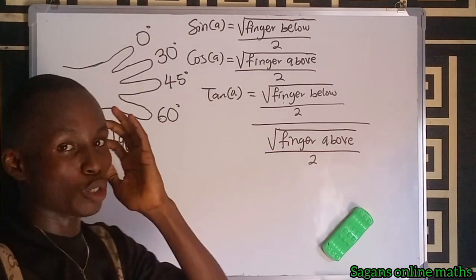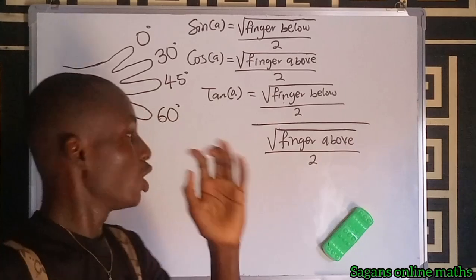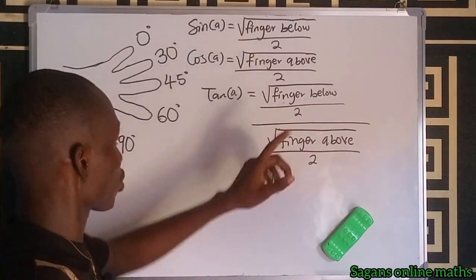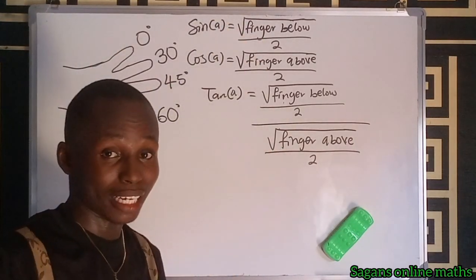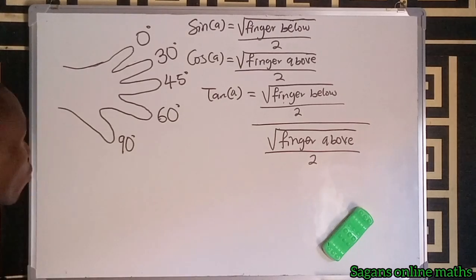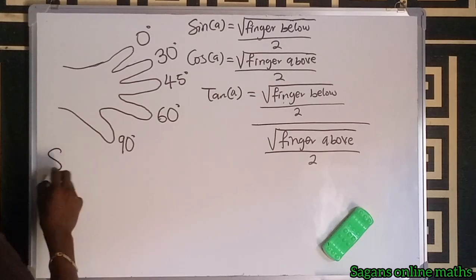Then tan. Remember, tan is always equal to sine divided by cos, so this divided by this will give us our tan theta, our tan A. So we're going to start from 0 degree, and let's see what sine 0 degree is.